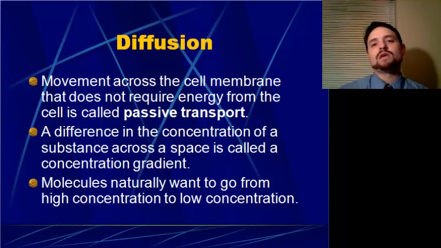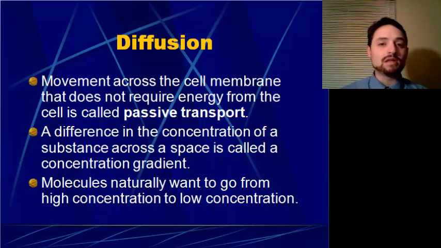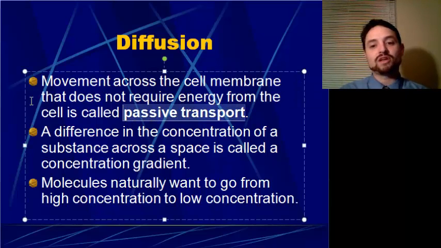So to start this discussion then, we would look at diffusion. The movement of a substance from high concentration to low concentration. And in diffusion, this doesn't require any energy to take place. So when we're talking about a cell membrane, we're talking about the movement across the cell membrane that does not require energy. That would be what we call, and you can see it right here, passive transport.